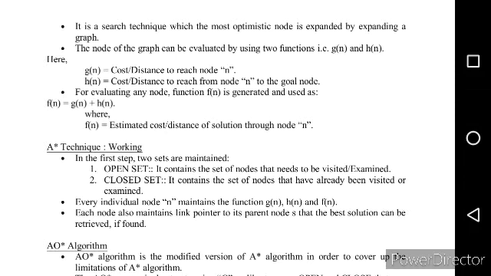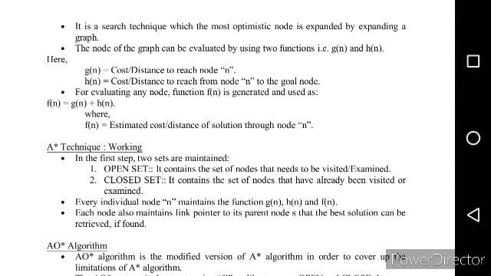Here g of n equals the cost or distance to reach node n, and h of n is the cost or distance to reach from node n to the goal node. For evaluating a node, a function f of n is generated and used as f of n equals g of n plus h of n, where f of n is the estimated cost or distance of the solution through node n.